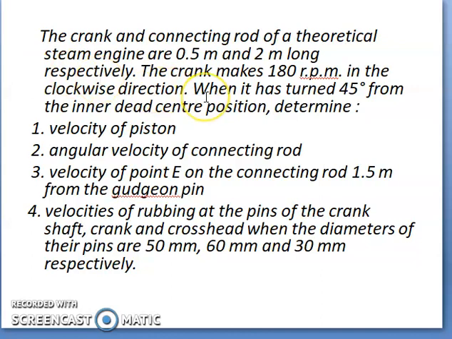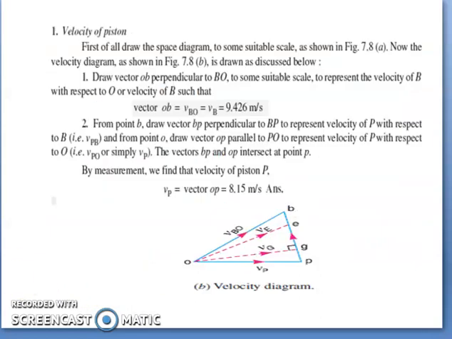We already discussed the problem where the lengths of the crank and the connecting rod were given, and the angle made by the crank was given. We were asked to find the velocity of the piston, the angular velocity of the connecting rod, and the velocity of a point E on the connecting rod at a distance of 1.5 meters from the gudgeon pin, and to find the rubbing velocity at the crankshaft, crank and crosshead pins when the diameters of the pins are given.